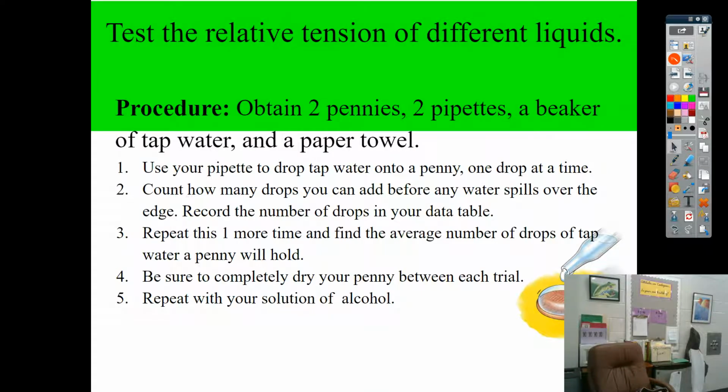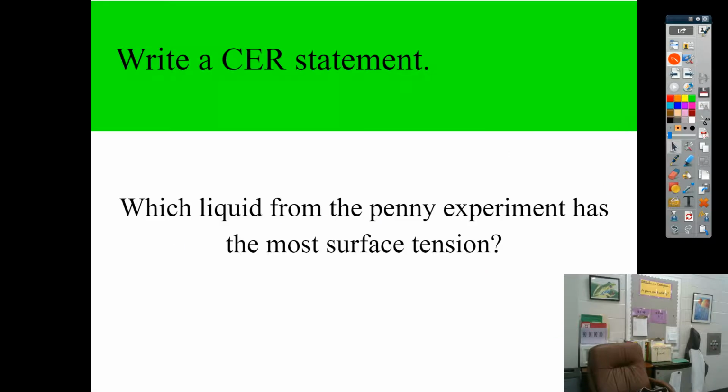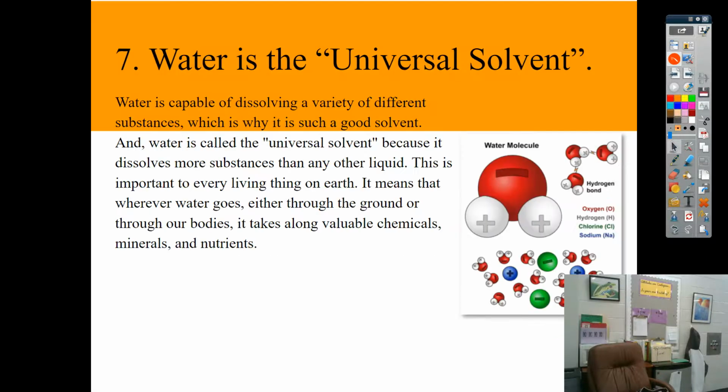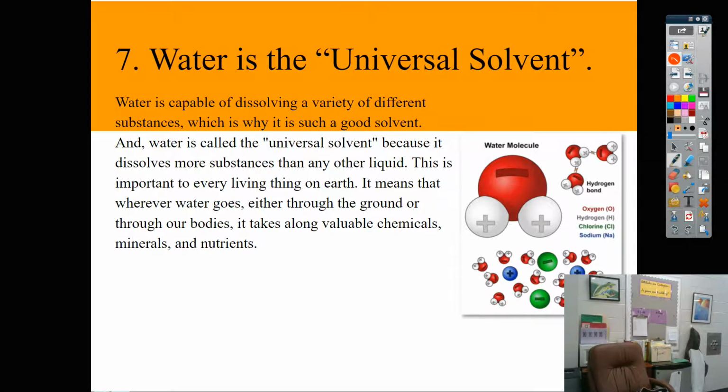We're going to do this in just a second, but let's talk about the last property of water. It's a universal solvent. What does it mean to be a solvent? It dissolves. If it dissolves things, the solvent does the dissolving. What is the stuff that is being dissolved called? Anybody know? The solvent dissolves.